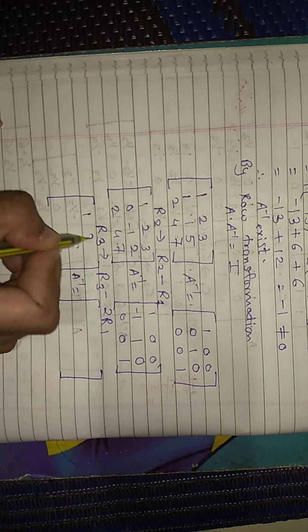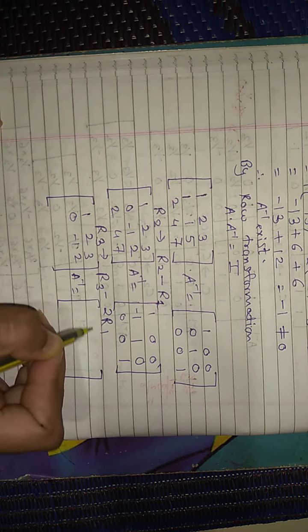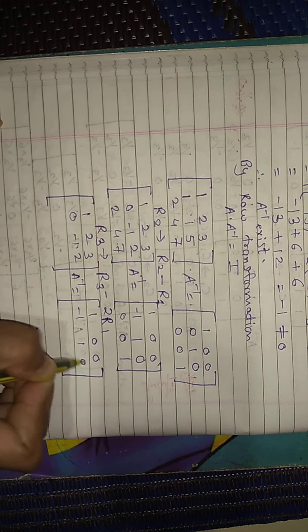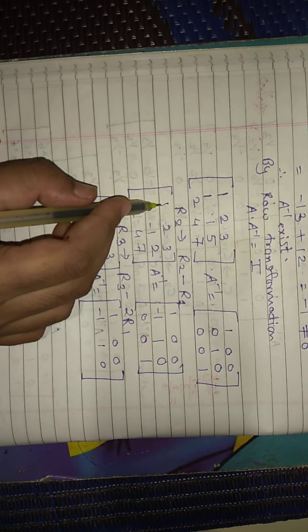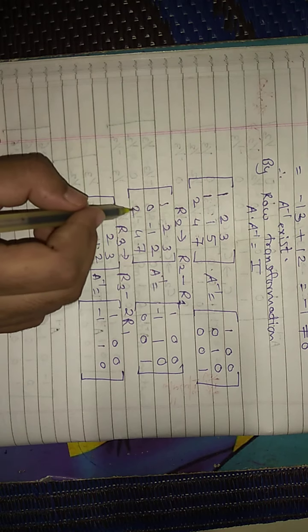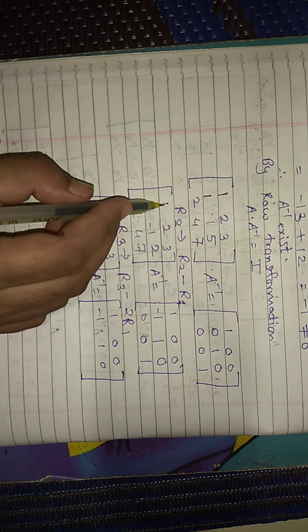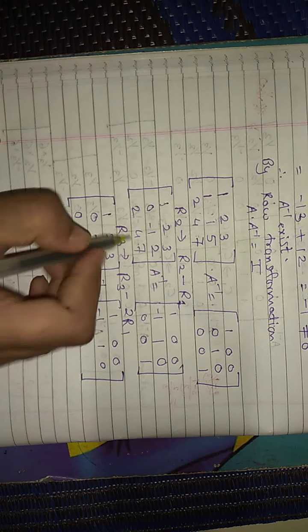R3 row changes to remaining terms. We write as it is. 2 minus 2 into R1. So 2 into 2, same, 2 minus 2, 0. 4 minus 2 into 2, 4 minus 4, 0. Remain the next one, 7 minus 2 into 3, 3 2s are 6. So 7 minus 6, 1.